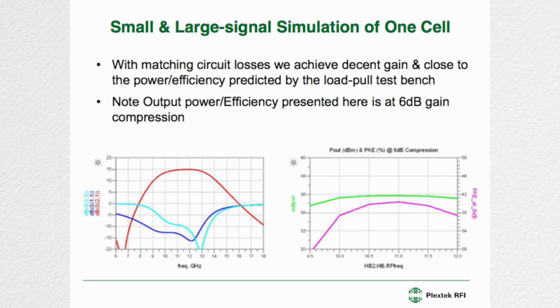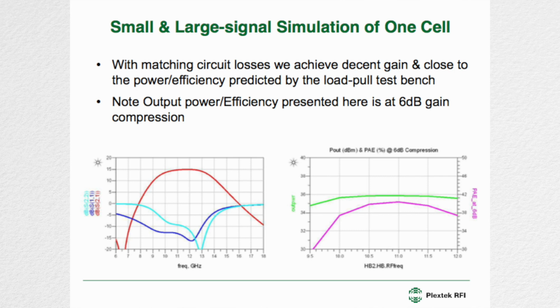We start with a single one-cell design, and we simulate and optimize the performance, and from this simple single cell, we're seeing around about 15 dB. We found we had to, with this process, push a little bit further into compression to get the sort of useful performance we're wanting. This is at 6 dB compression, 36 dBm out.